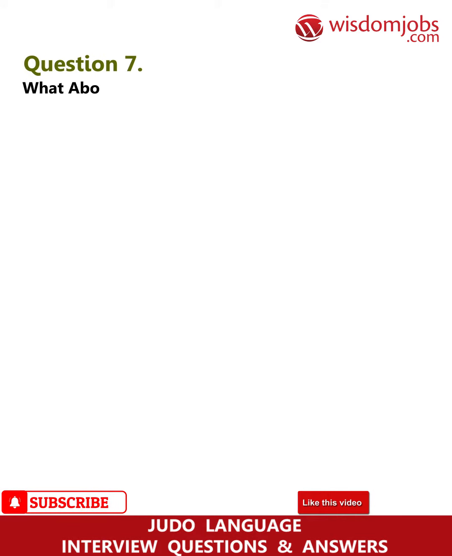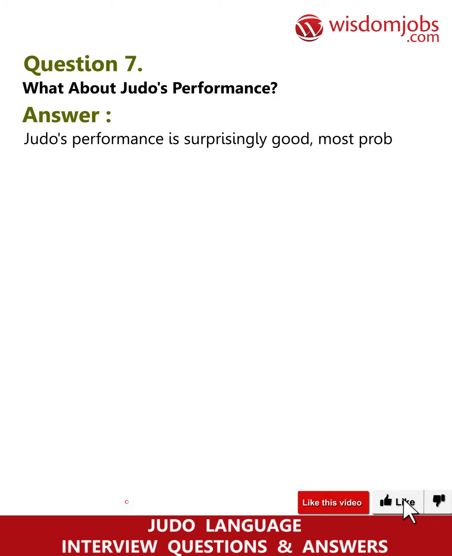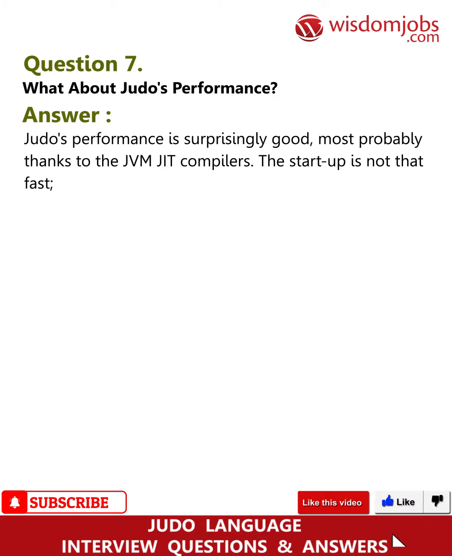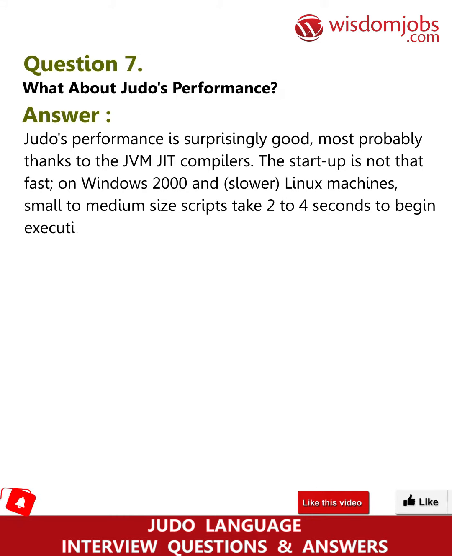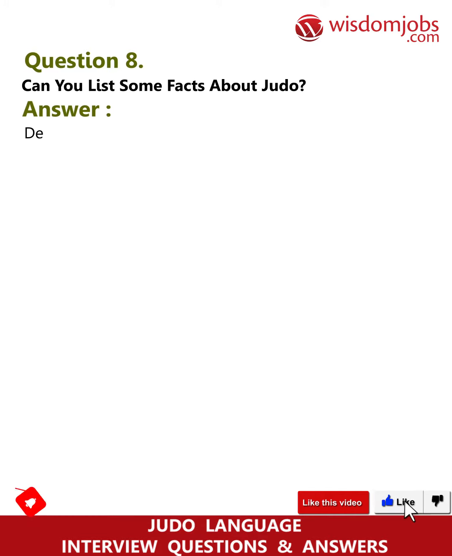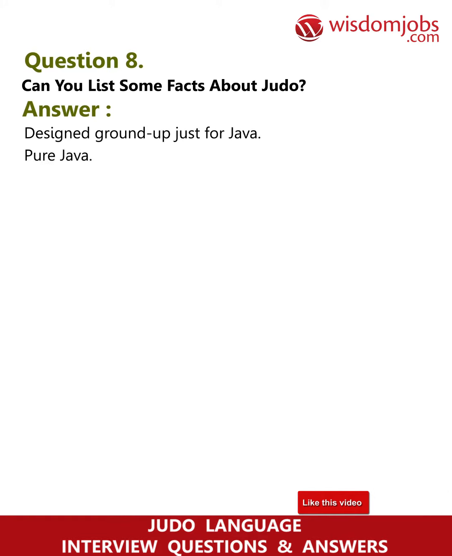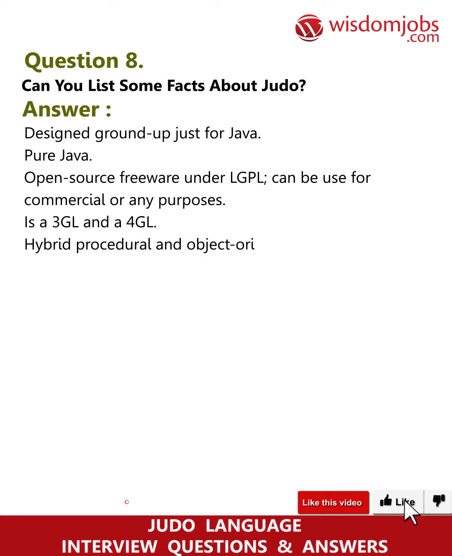Question 7. What about Judo's performance? Answer. Judo's performance is surprisingly good, most probably thanks to the JVM/JIT compilers. The startup is not that fast on Windows 2000 and slower Linux machines. Small to medium-sized scripts take 2 to 4 seconds to begin executing. Question 8. Can you list some facts about Judo? Answer. Designed from the ground up just for Java, pure Java, open source freeware under LGPL, can be used for commercial or any purposes, is a 3GL and a 4GL, hybrid procedural and object-oriented language.